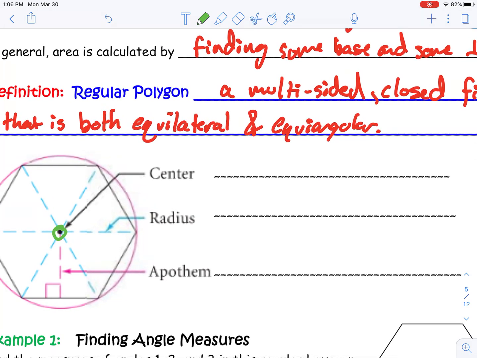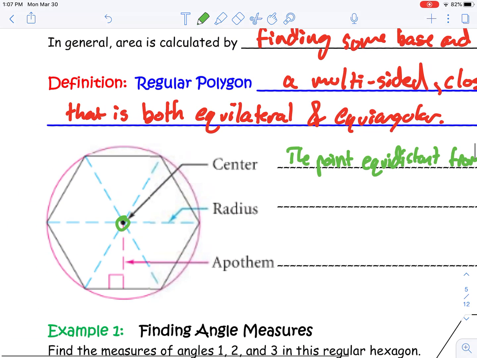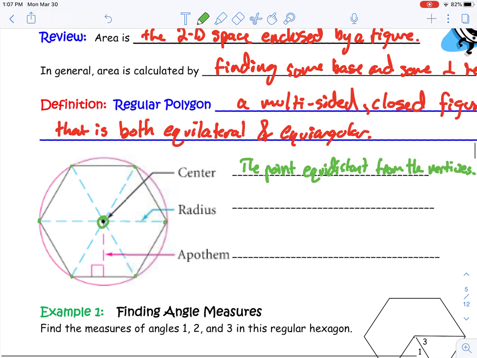All regular polygons have a center just like a circle, because a center is the point equidistant, equal distance from the vertices, from the corners. In other words, this center is equal distance from all, in this case, 6 of these corners. That's what a center is. And just like a circle, we can actually describe the distance from the center to any one of those vertices on the edges.